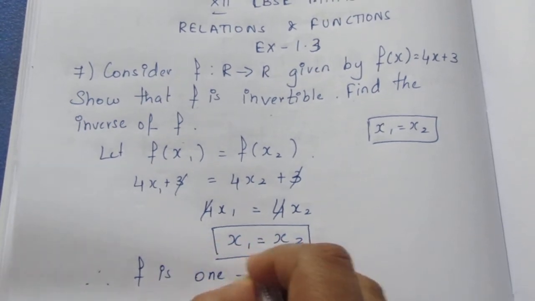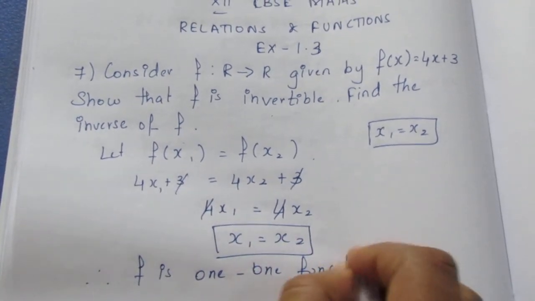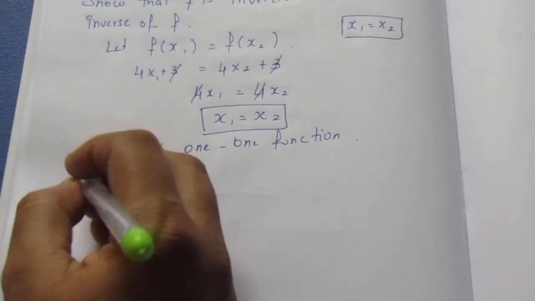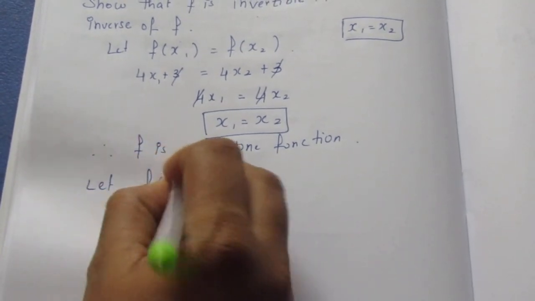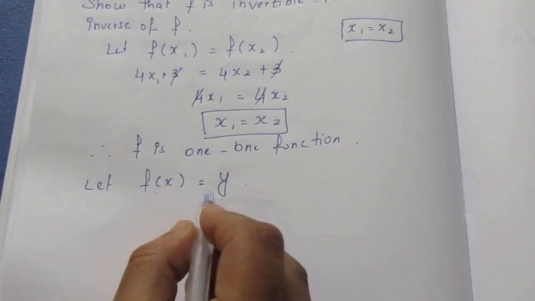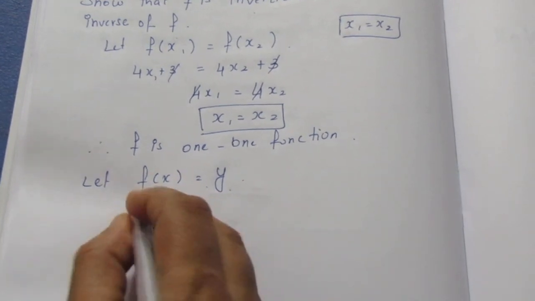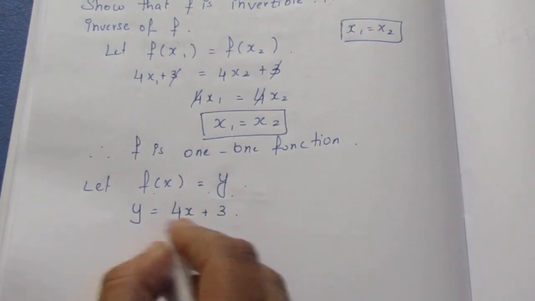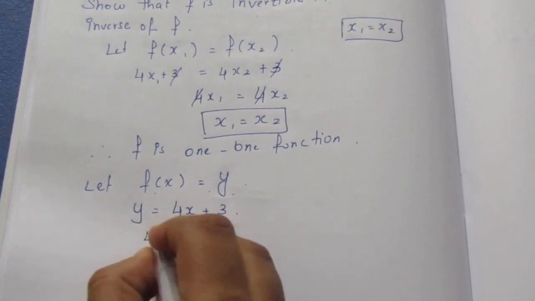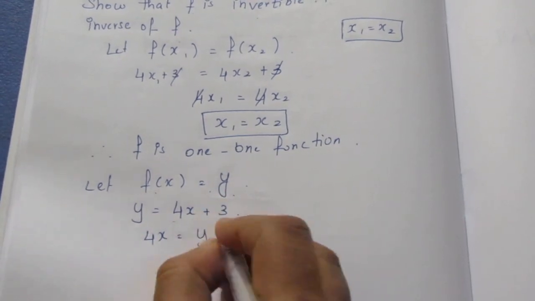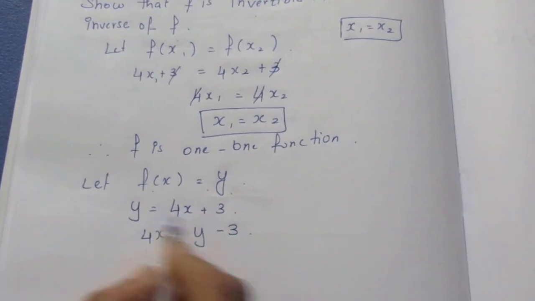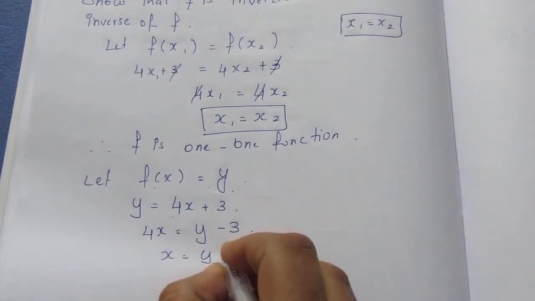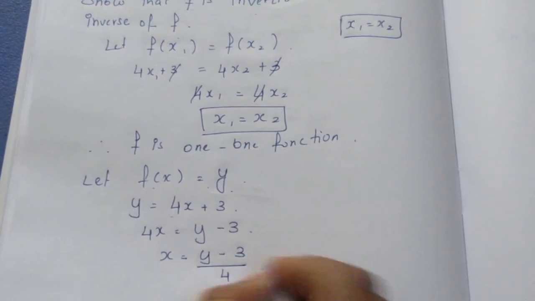Now we have found f is a one-to-one function. Let us go to onto function. To prove onto function, let f of x is equal to y. I have taken f of x to be y. So the given function is y is equal to 4x plus 3. We need to write this as x is equal to. So bring 4x is equal to, bringing 3 to that side, y minus 3. Now x is equal to y minus 3 by 4.